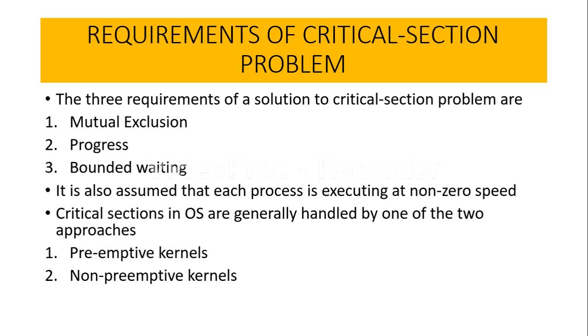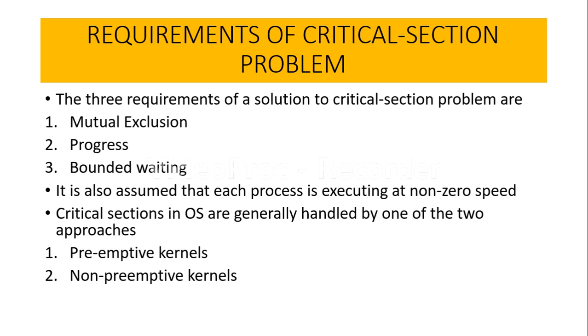The second one is progress. Think, for example, that there is no process executing in the critical section. When there are no processes executing in the critical section, and a certain process wants to enter it, we can check whether that process is in the reminder section. If it is not in the reminder section, then we can allow that process to enter the critical section.